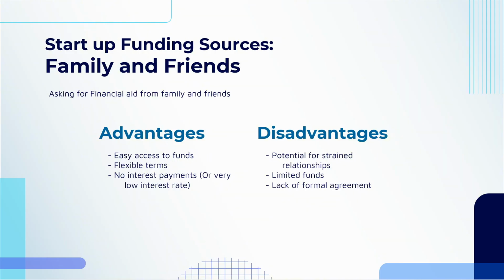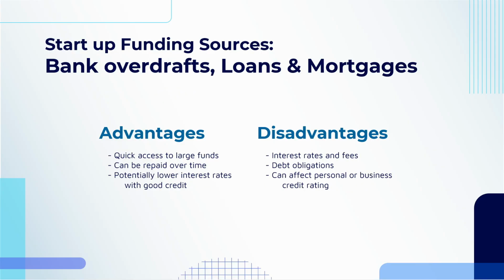Family and friends. The finance is easy to get, flexible with no interest involved, but if the business fails, it can strain the relationships. Bank overdrafts, loans, and mortgages. If you don't know what these terms are, I highly encourage you to do a little research and get a brief idea of what these are. Anyways, these are great for large funds, they're repayable over time, but you'll face interest and debt obligations.